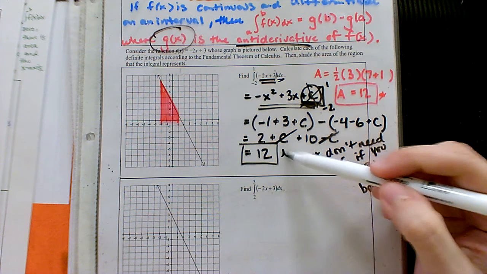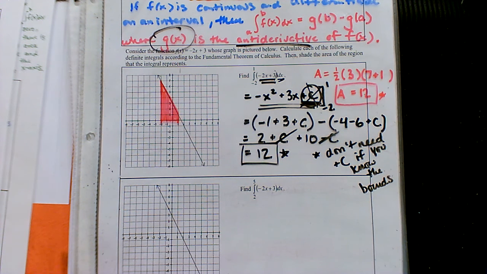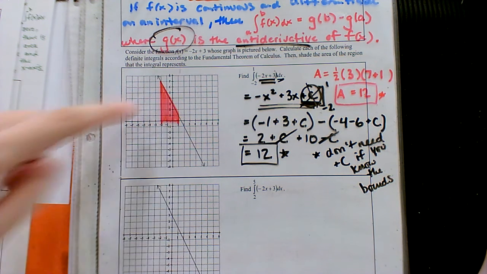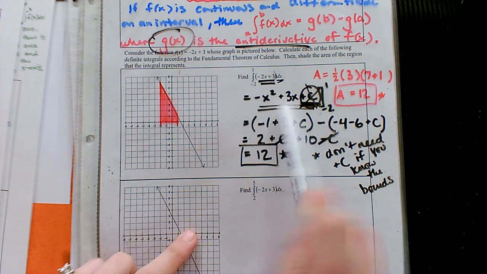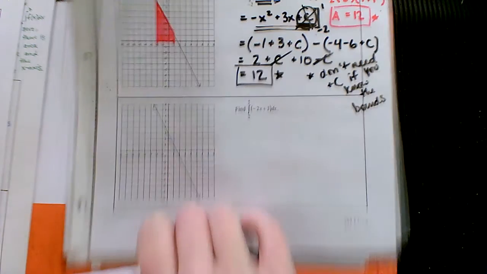And notice how by hand, using some calculus, we figured out the same area was 12. What's nice is I know that this is easy because we were able to use a trapezoid, but now what if it wasn't a trapezoid? What if it was a crazy shape? We can still use calculus to help us get there. All right, let's try the next one.